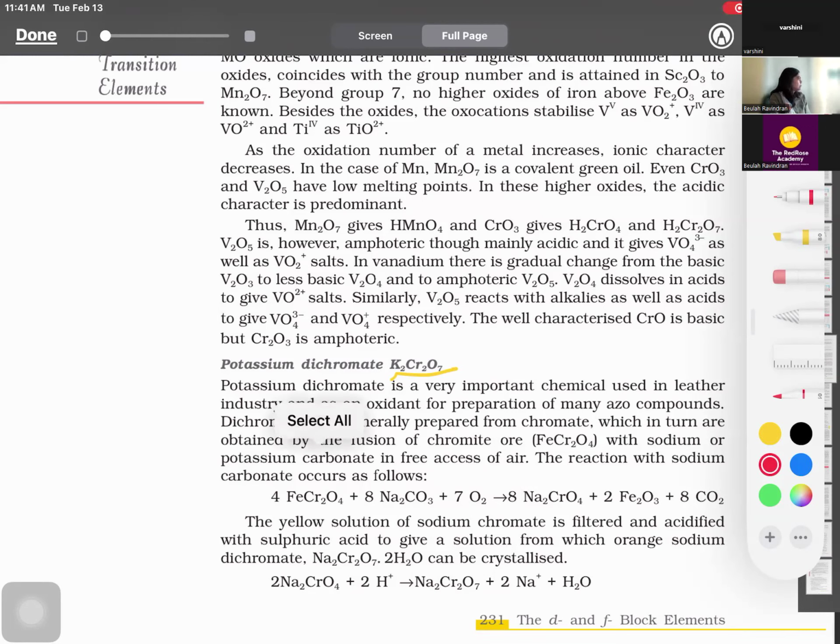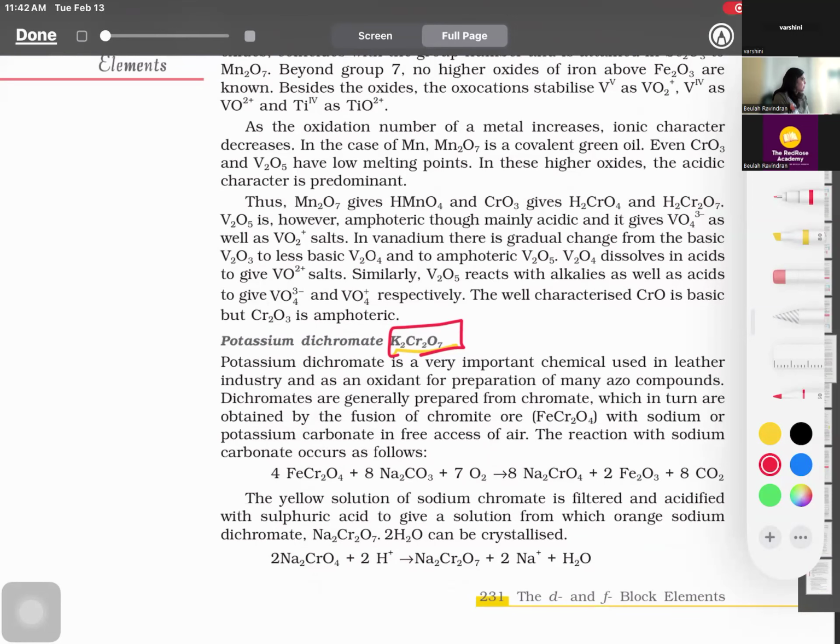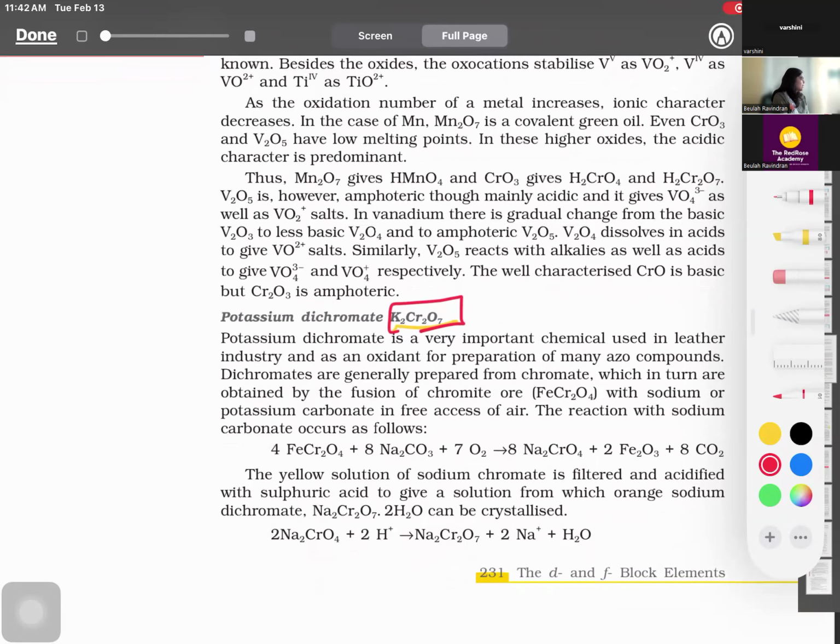If you take chromium as an individual element, what is the valence of chromium? In this compound it is 6. The valency of the chromium in this compound is 6. How can you say it is 6 in this compound? You have to find the oxidation state. That is not a problem for you.